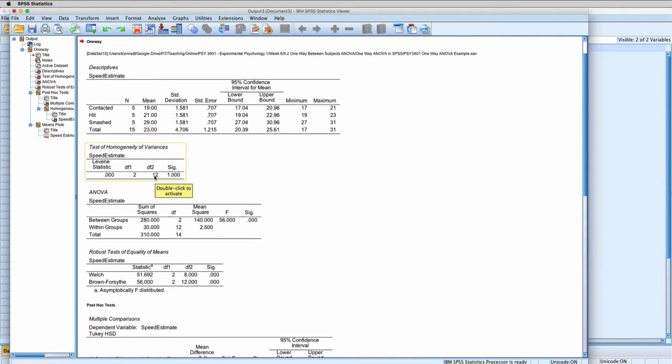As we could have guessed, because there's no difference in variability across the three conditions, the homogeneity of variance test was not significant, having a Levene statistic of 0.000. There's no variability across conditions. They're equivalent in the samples of 5 participants that we have. So we don't have to worry about interpreting alternative tests such as the Welch and Brown-Forsythe, but we can use this ANOVA summary table here.